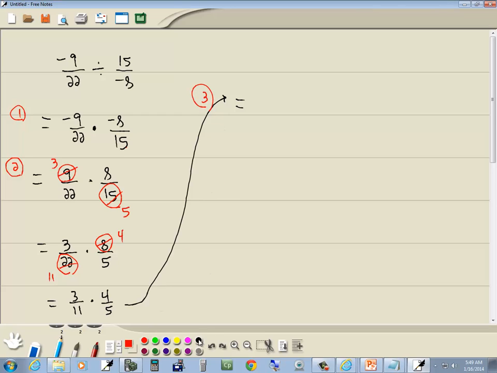Step 3 says to multiply the top parts together. 3 times 4 is 12. Multiply the bottom parts together. 11 times 5 is 55. So 12/55 is our answer. Now let's see how to put this into the calculator.